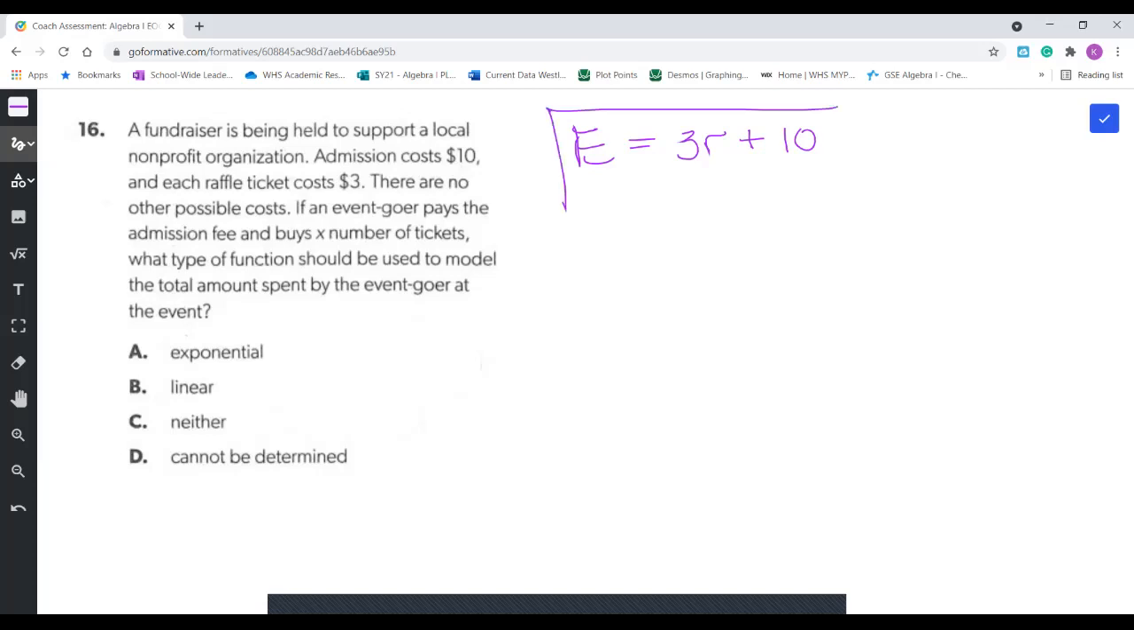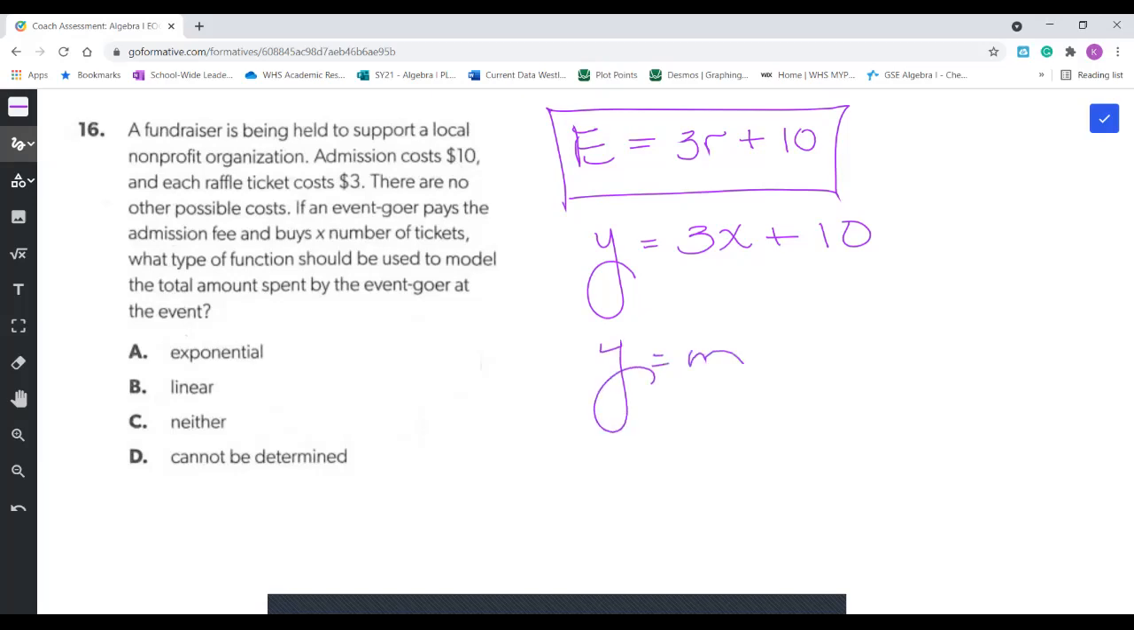Well, young people, what type of function does this look like? It looks like a linear function to me. If I replace the E with a Y and the R with an X, okay, doesn't that take on the y equals mx plus b format? A linear equation in slope-intercept form. Remember, exponential functions would be some value like 3 raised to the x power. Your exponent would be a variable, okay? All right. Cannot be determined. There's plenty of information to make that determination.